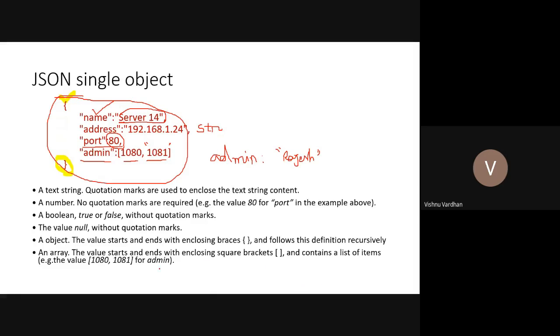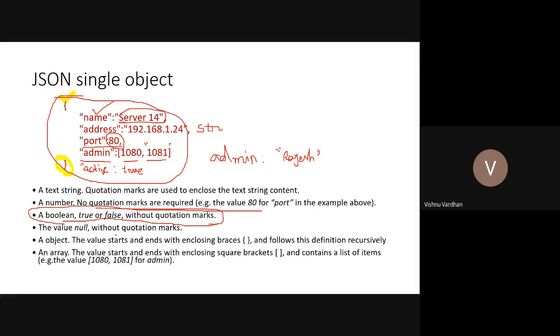The same is explained here. No quotation marks are required for the value 80 here. A boolean true, false without quotation marks, because this is an integer. This is a boolean actually. There is no example here. Suppose I will take active. Okay, whether this machine is active or not. I'm not able to write on this. Okay, so if you are putting this as a boolean, then you have to write the true without quotes. So the boolean true or false you have to provide without the quotation marks.